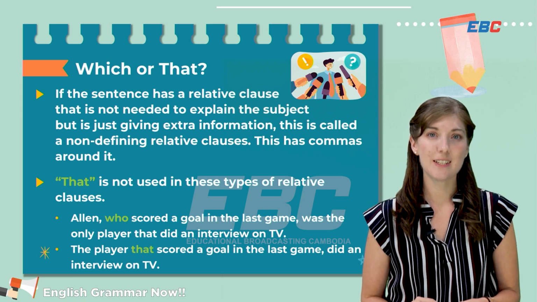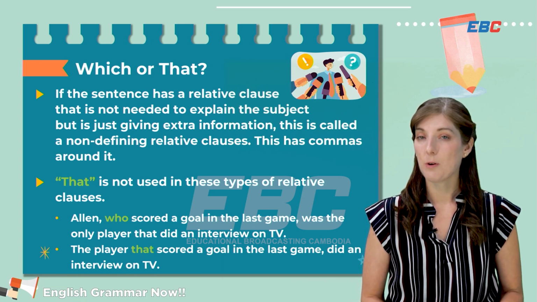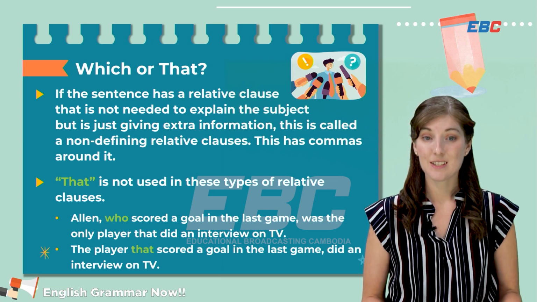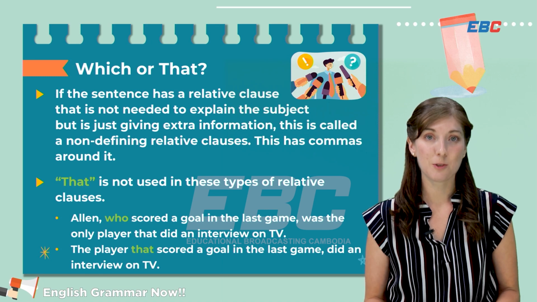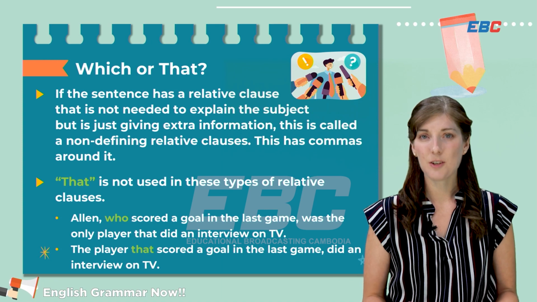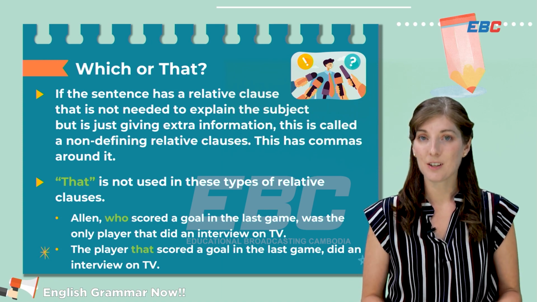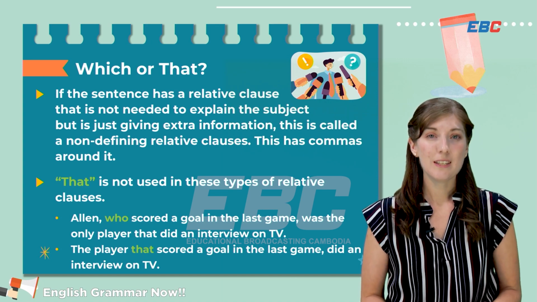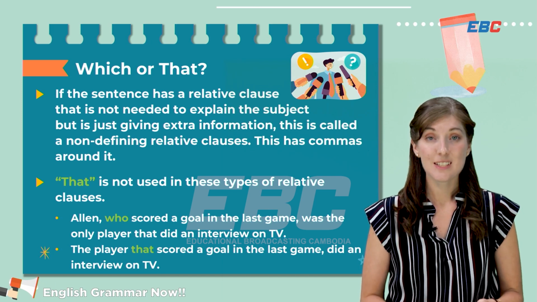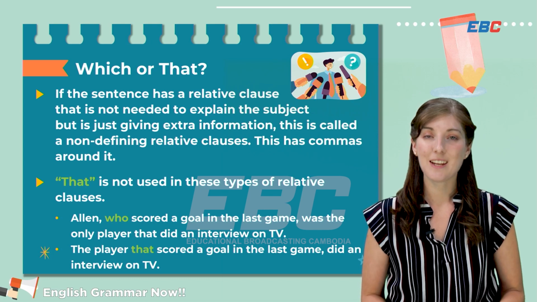But take a look at the second example. We have this sentence. The player that scored a goal in the last game did an interview on TV. In this case, there are no commas around the relative clause, and we cannot take it out of the sentence and still understand who they are talking about. Because we use the player instead of Alan, we need the relative clause to explain which player we are talking about. This is called a defining relative clause. In this kind of clause, we can use that.